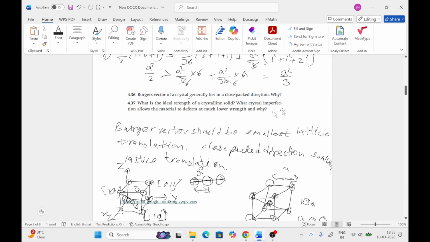Next question we have asked: what is the ideal strength of a crystalline solid? The ideal strength of a crystalline solid will be the strength at which no defects are present in the solid. That ideal strength is generally given as the Peierls-Nabarro stress.